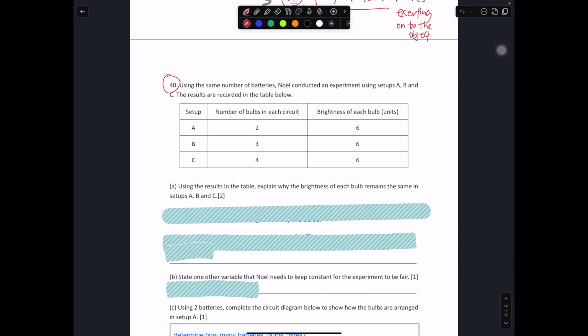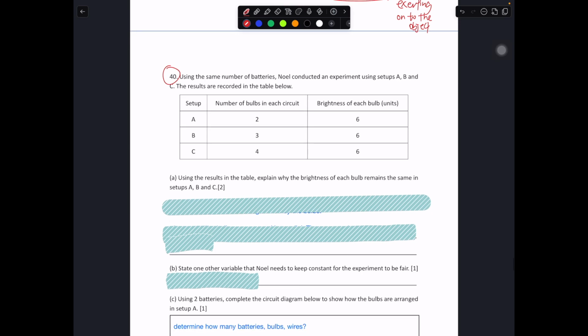Okay, so using the same number of batteries, Noel conducts an experiment using setups A, B, C, and the results are recorded. So ABC, you've got 2, 3, 4, the brightness is all the same. Using the results in the table, explain why the brightness remains the same for ABC. So no matter how many bulbs you add, the brightness for each individual bulb is always the same. It's going to tell you that this must be parallel. For series it will be different. Every time you add more bulbs, the brightness will decrease.